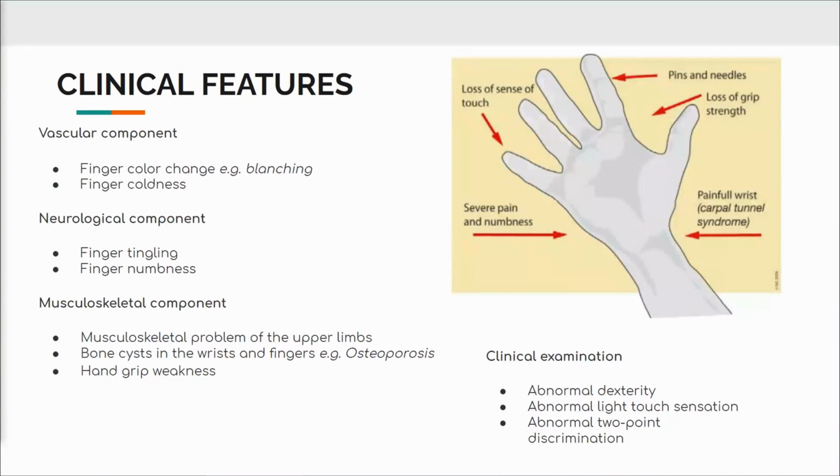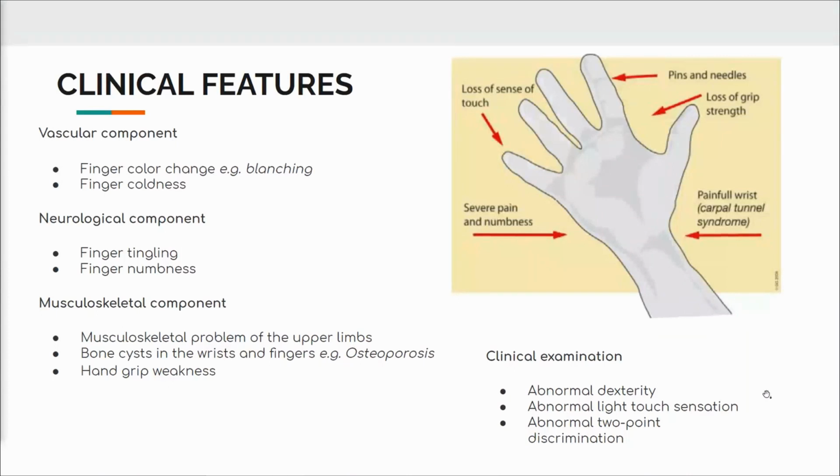And next, moving on to the neurological component, we will experience finger tingling and finger numbness. Towards the musculoskeletal component, we also will have problems in our upper limbs, and it can cause bone cysts in wrists and fingers, leading towards osteoporosis, and our hand grip weakens. There are a few clinical examinations for HAVS, which are abnormal dexterity. What is dexterity? It is our skill in performing certain tasks, especially with our hands. Also abnormal light touch sensation and abnormal 2-point discrimination. 2-point discrimination is the ability to discriminate two nearby objects touching our skin at 2 distinct points.